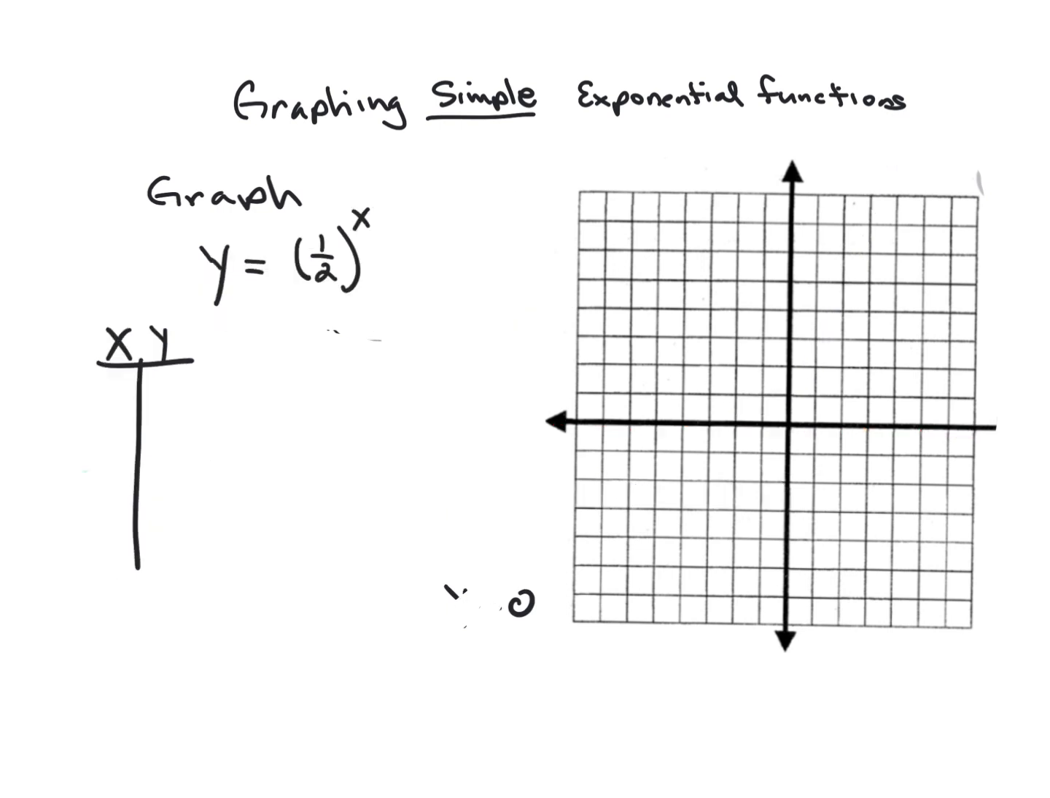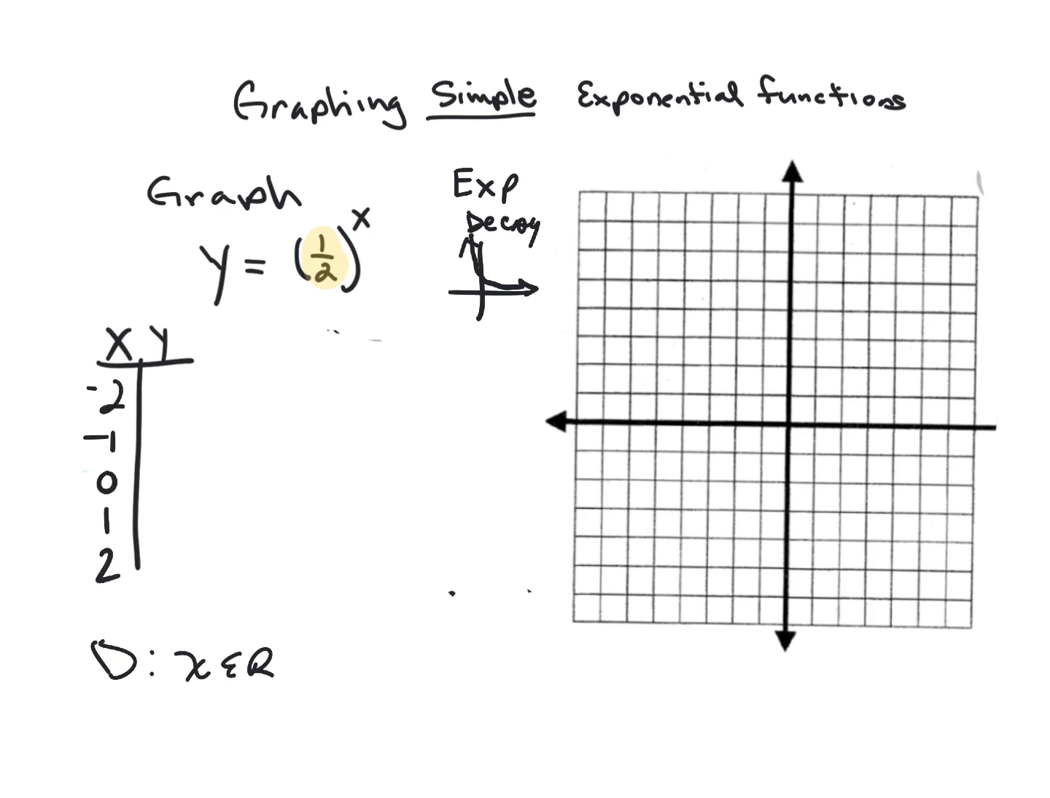So let's look at another one. This time the base is 1/2. And we should know if the pattern is that we're multiplying by 1/2, multiplying by 1/2, then we know the numbers are going to get smaller. And so we should know that this is an exponential decay. And we should know the general shape of an exponential decay looks something like that. Since the domain is all real numbers, that means we can plug in negative numbers and it's going to be fine. So we should always plug in a few negative numbers, and some positive numbers, and zero is always good to plug in.